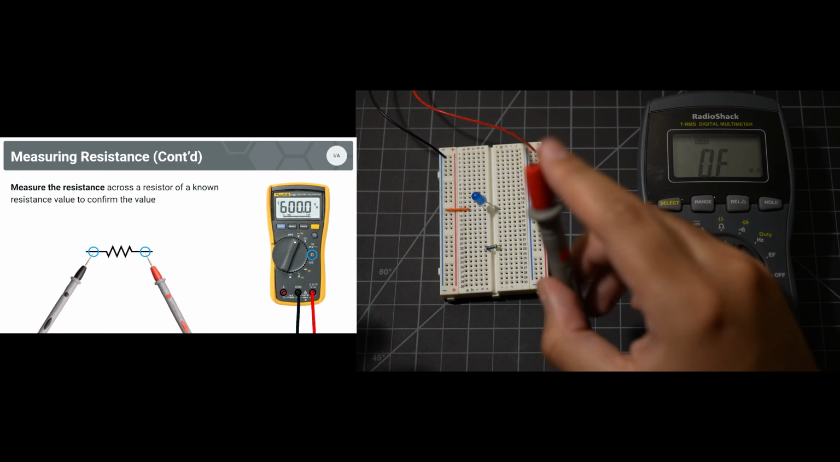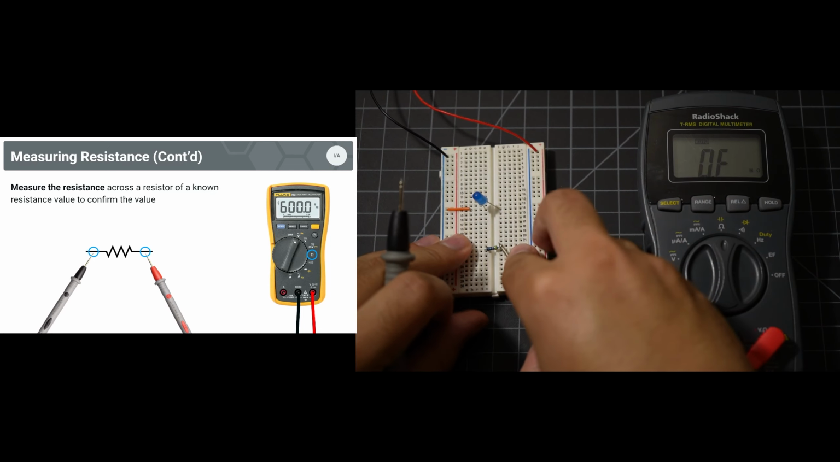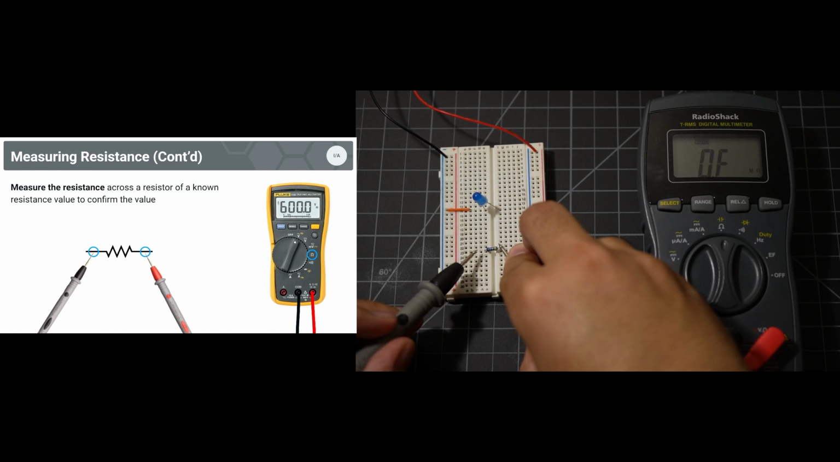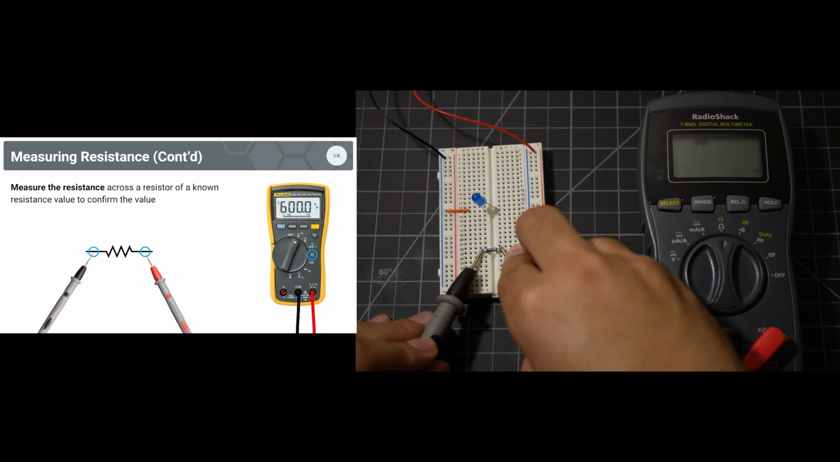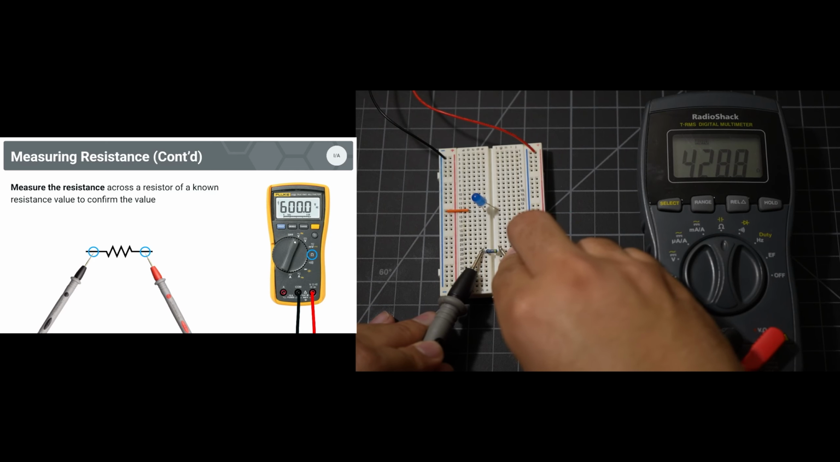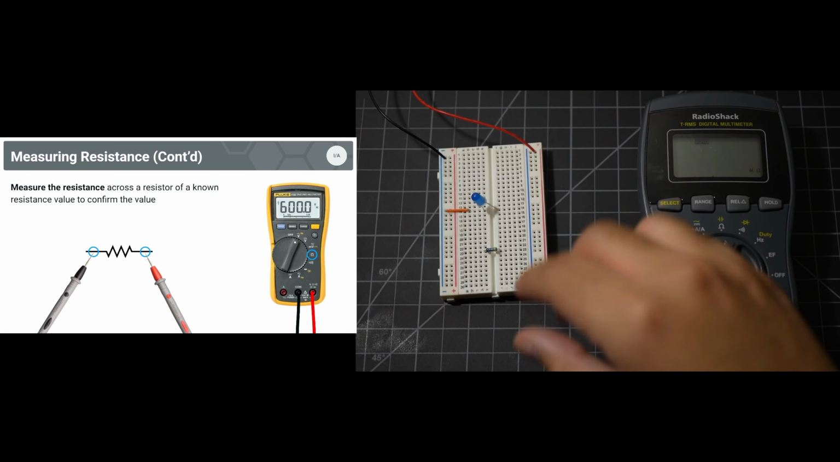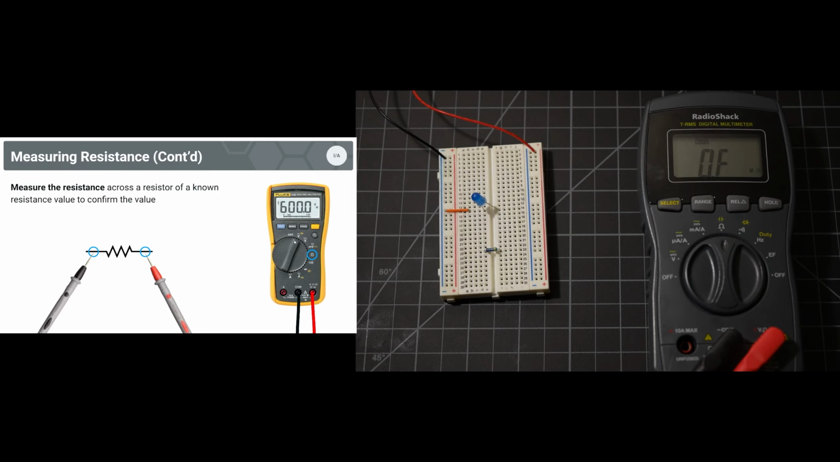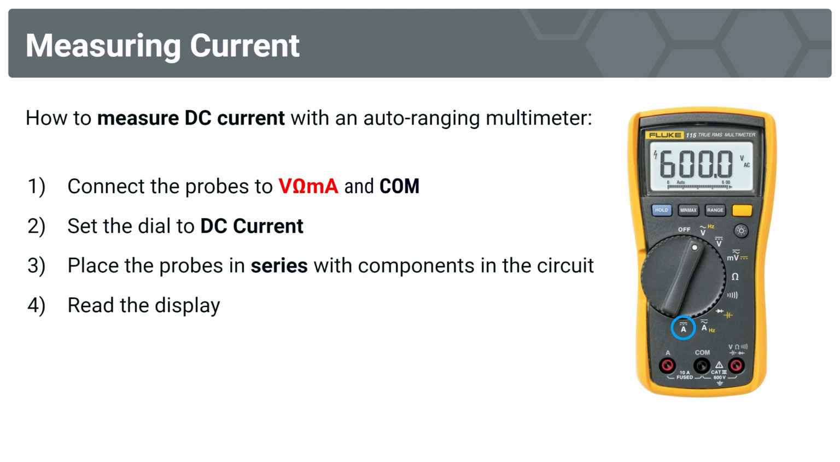We take our probes, we take the red probe and apply it to one side of the terminal, the black probe, apply it to the other side. And we should be reading a value of somewhere around 430 ohms, which happens to be the value of my resistor. Easy enough, right? Now, you might also want to measure DC current with your auto-ranging multimeter.